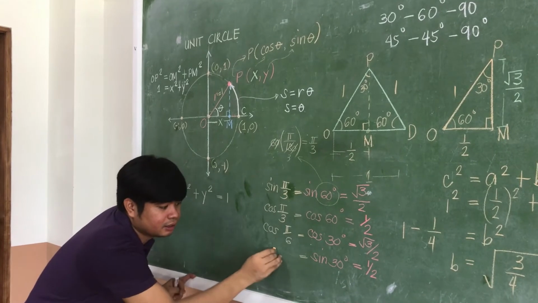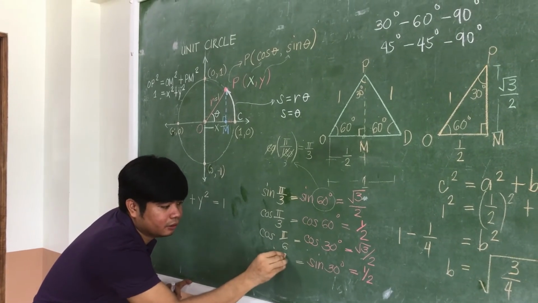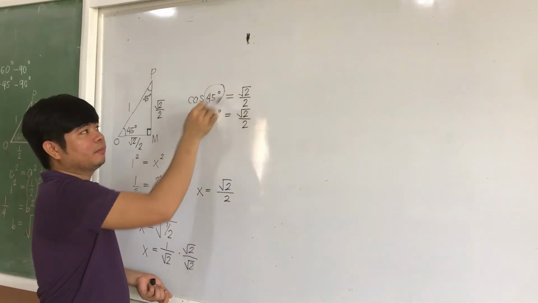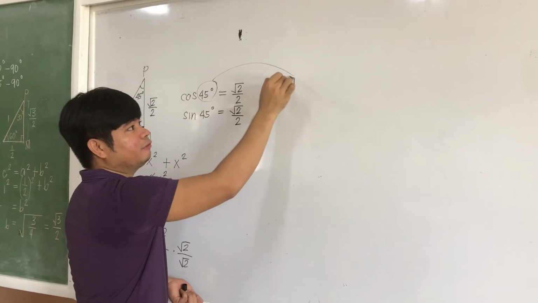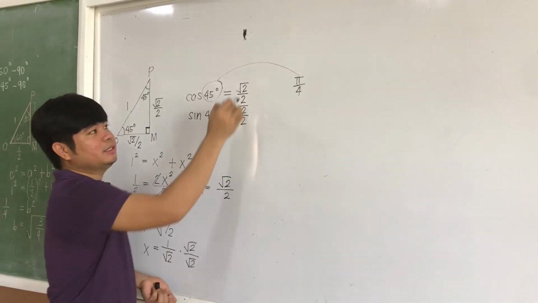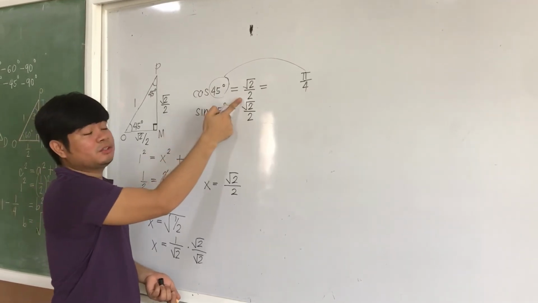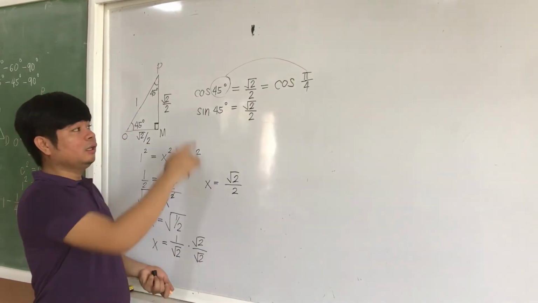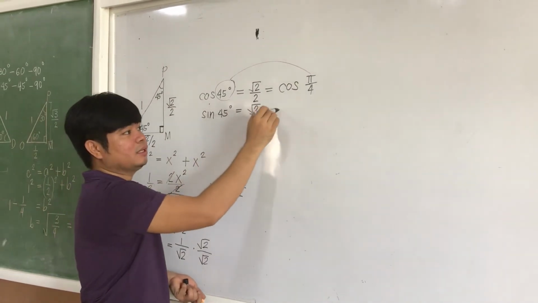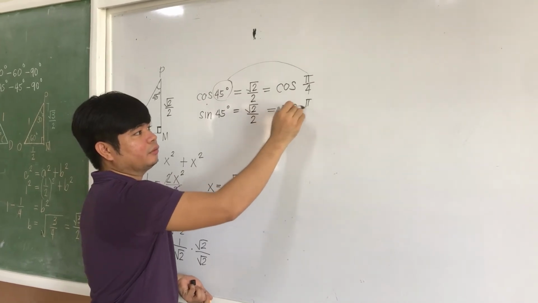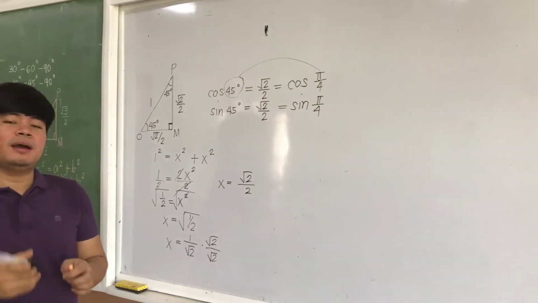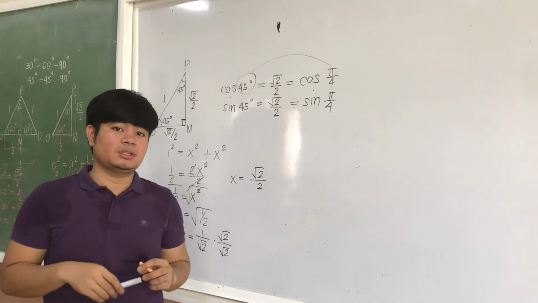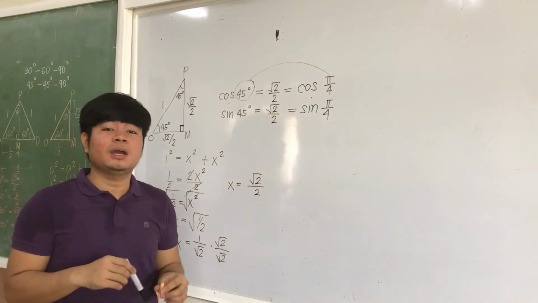And in here, sine pi over 6. And since 45 degrees is equal to pi over 4, then we say that cosine 45 degrees, which is equal to square root of 2 over 2, is also equal to cosine pi over 4. Sine 45 degrees is equal to sine pi over 4. So you see, even if you have the radian measure, always remember that the calculator must be in radian measure if you would like to solve it using your calculator. Okay, I will teach you how.